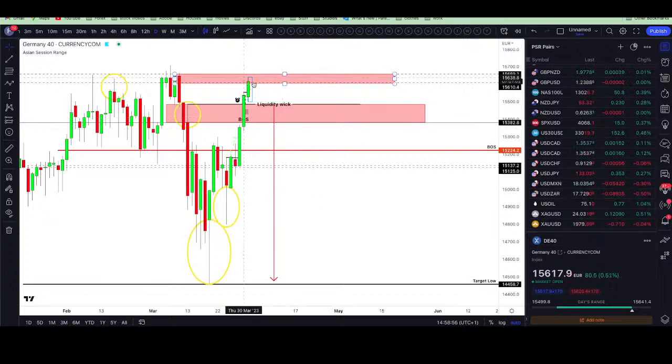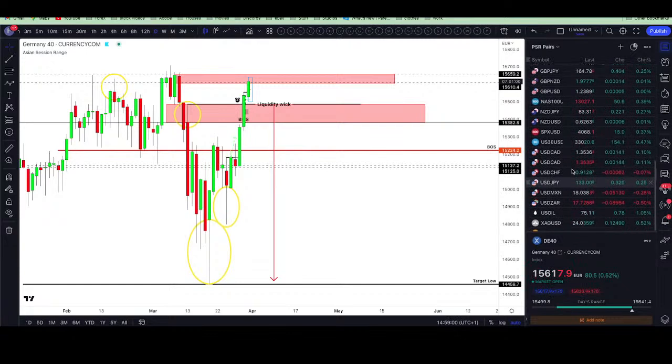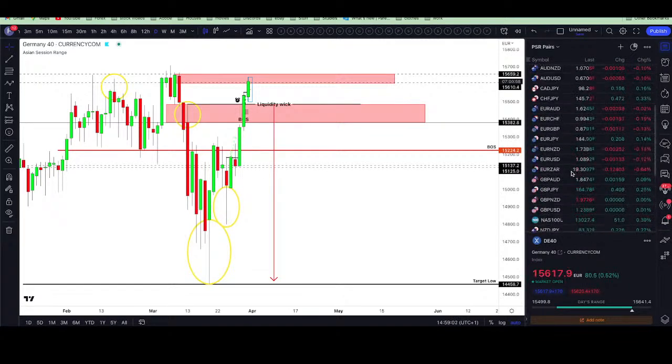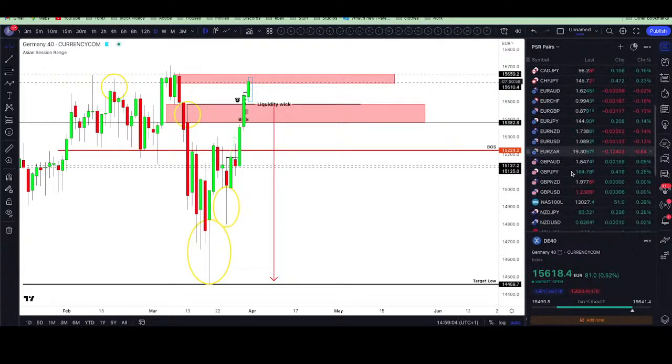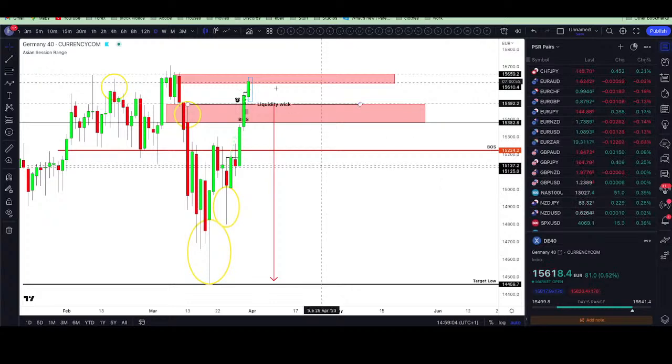So it could just reject off of here. It's in the next supply zone. We'll see. But it's Friday. Like I said, I'm not taking any more entries. It's the end of the month, Friday. By the time the new monthly candle opens, they could just go break this level here.